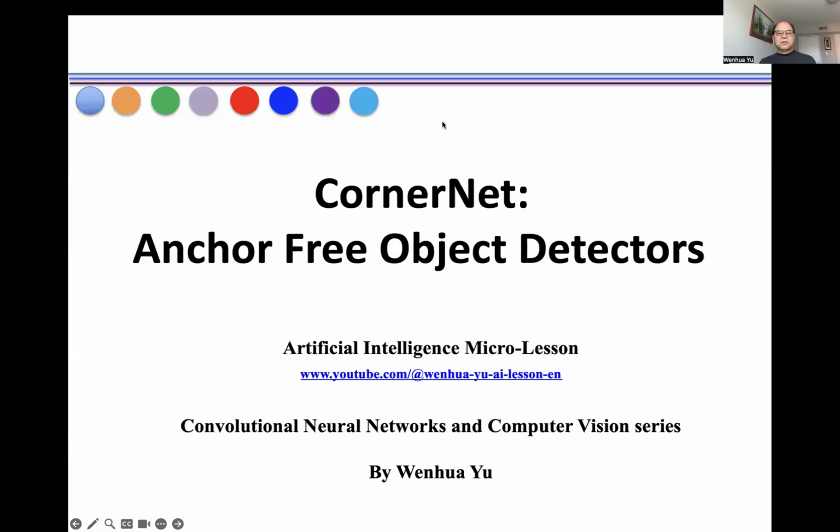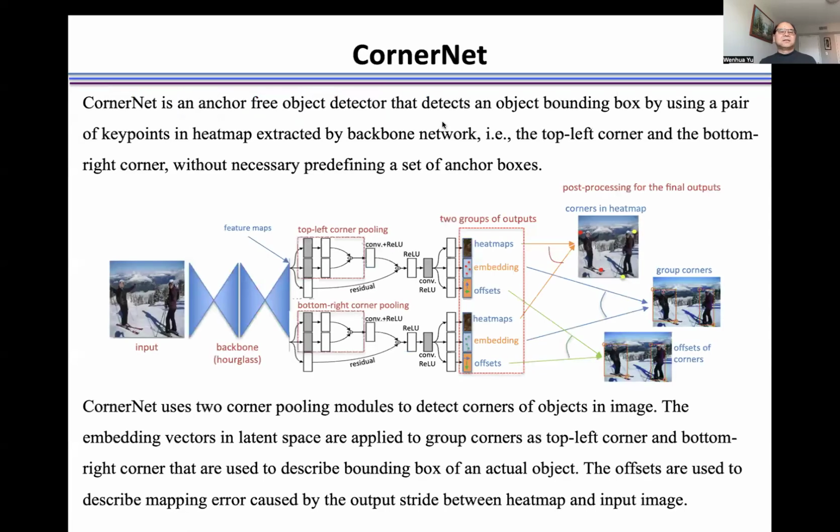This video introduces CornerNet anchor-free object detectors. CornerNet is an anchor-free object detector that detects an object bounding box by using a pair of key points in heat maps extracted by a backbone network, namely the top left corner and the bottom right corner, without necessarily predefining a set of anchor boxes.